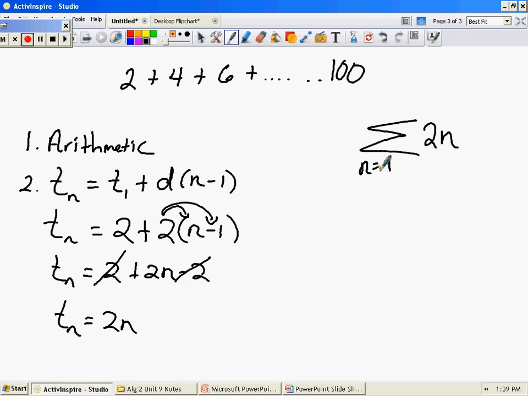Now we just need to figure out what the upper limit is, and that part was always a little bit trickier. So how do I figure out what the upper limit is? You're going to take that Tn equals 2n, and then you're going to put the 100 where the Tn is. Good. So you take your last term, and you plug it in for Tn, divided by 2, so you can solve for n, and that's what goes on the top. So n equals what? 50.